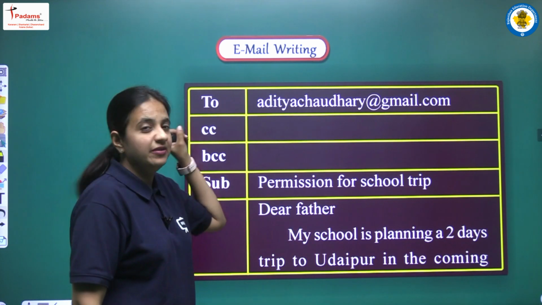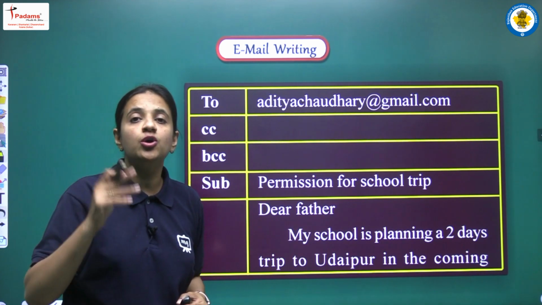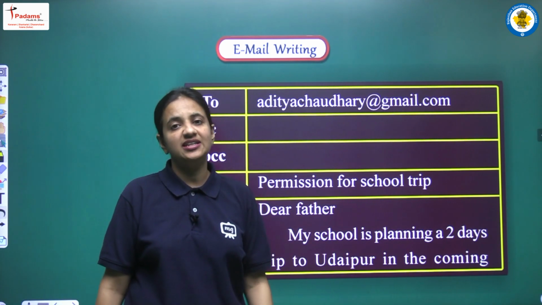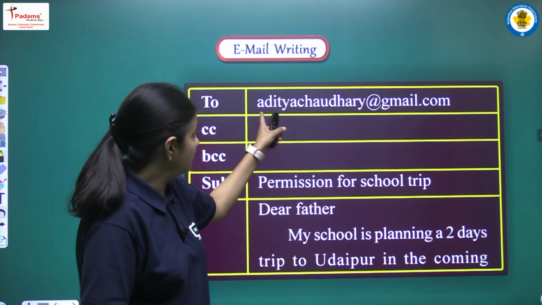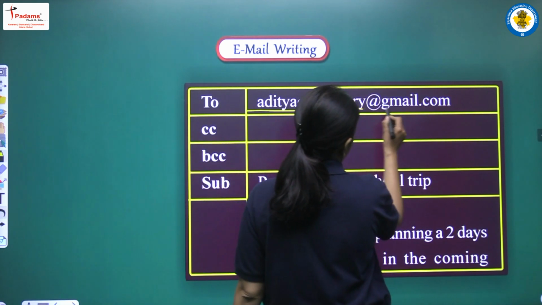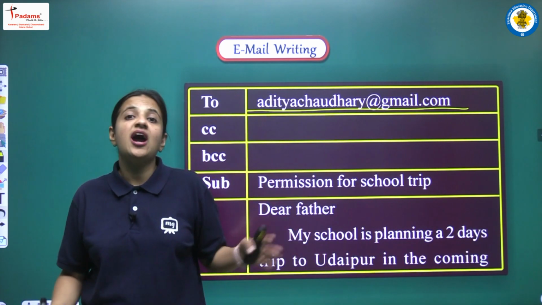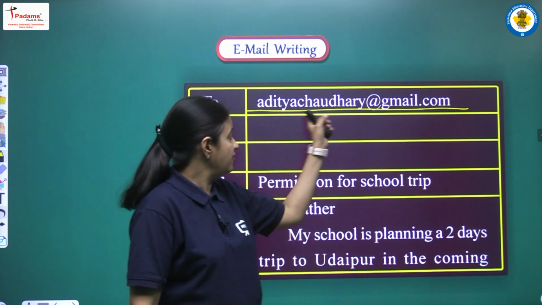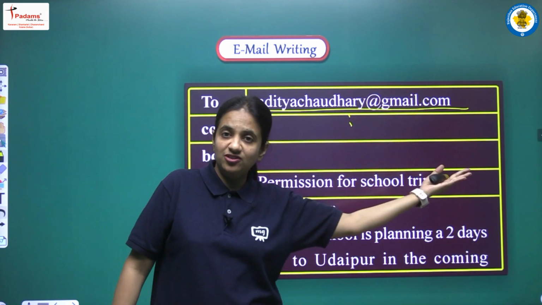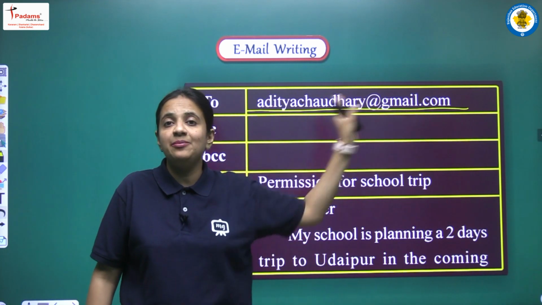First of all we have the "To" field, and in this column we have to write the email address of the person to whom we are writing the email. Clear? According to the question we have to write the email to our father, so here we write the email address: adityachaudhary@gmail.com. Students, we have discussed how to make an email address. We can write any name, and after that we write @ and then gmail.com or yahoo.com without any space. In this manner we can write an email address.